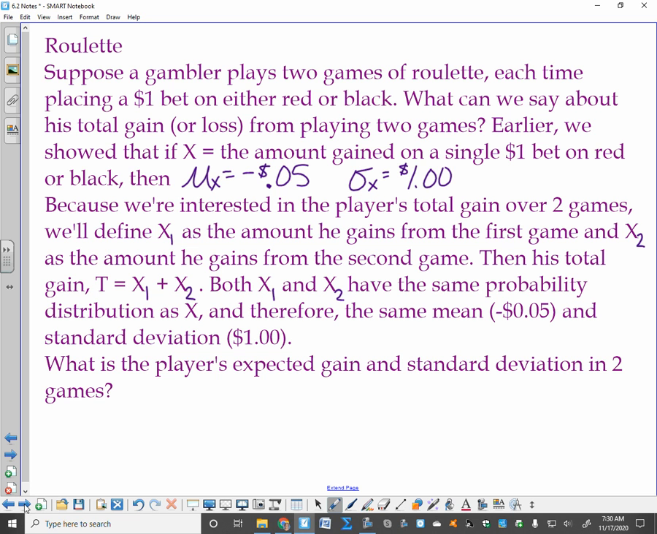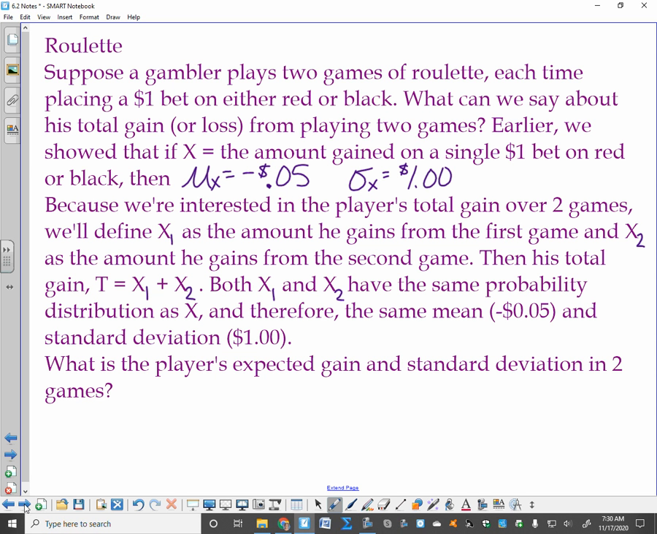All right, roulette. Suppose a gambler plays 2 games of roulette, each time placing a $1 bet on either black or red. So for those of you who don't know, roulette is that big wheel in casinos that you spin the wheel and whatever it lands on, if you placed a bet on it, then you win. So they're all numbered, and then some of them are red or black, apparently. Each time placing a $1 bet on either red or black, what can we say about his total gain or loss from playing 2 games?